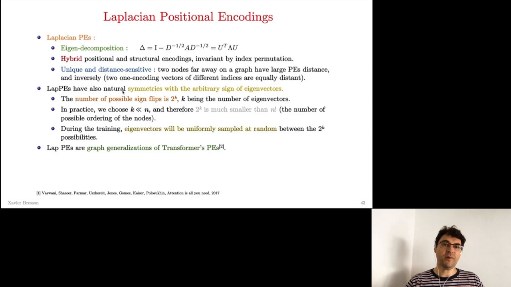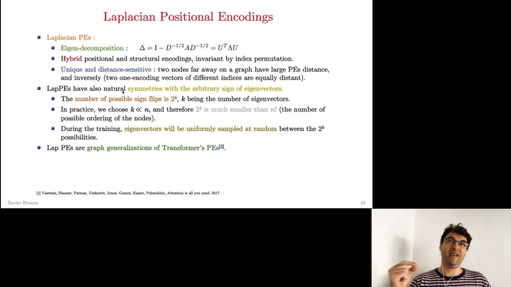Okay, so we introduce Laplacian positional encoding. So this is the graph normalized Laplacian, and here this is the eigendecomposition, and you have the Laplacian eigenvectors. So this is a hybrid positional and structural encoding, invariant by index permutation. This is unique and distance sensitive, so this is good. But the Laplacian positional encoding also has some symmetries with respect to the sign of the eigenvectors. So you can flip the sign of the eigenvector, and you will not change the eigendecomposition.